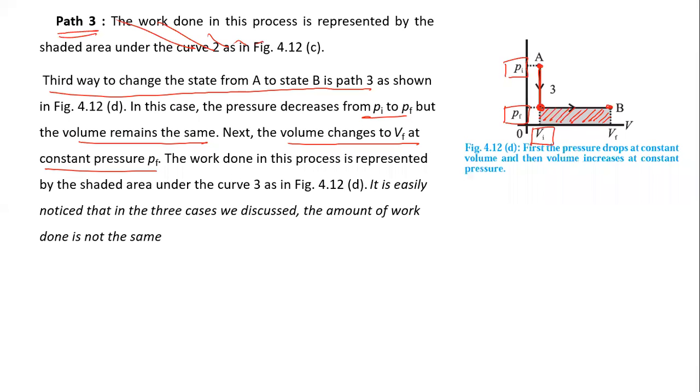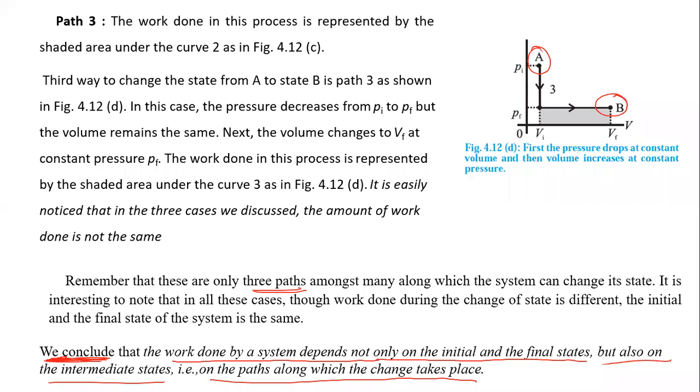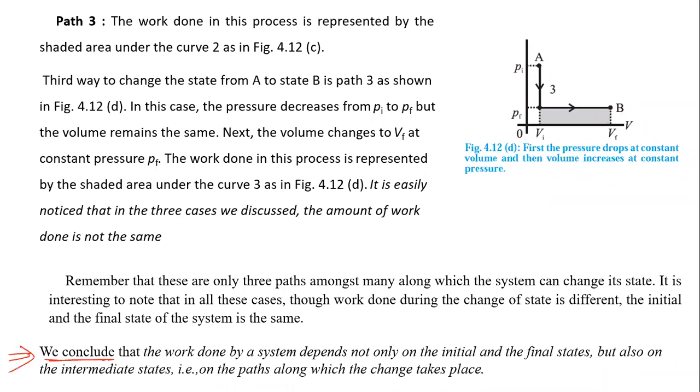It is easily noticeable that in the three cases we discussed, the amount of work done is not the same. When we change from initial to final position by three paths, in all three cases work done is different. The conclusion you have to remember here: work done by the system depends not only on the initial and final state but also on the intermediate states, that is, it depends on the path along which the change takes place.